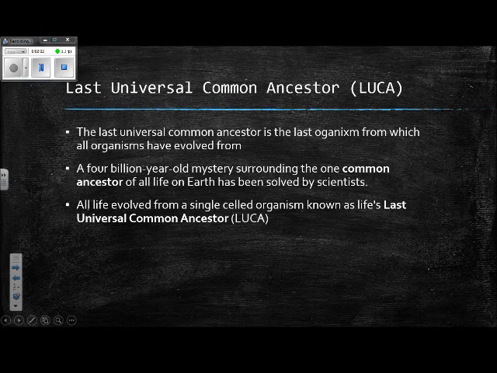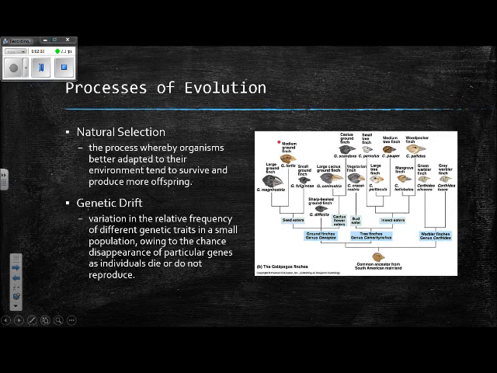Okay, so how does evolution occur? You don't just suddenly decide, well, I want my kids to fly, so I'm going to evolve wings. Okay, there's a couple different ways that evolution has occurred. So natural selection. Who's ever heard of natural selection? Or Darwin?